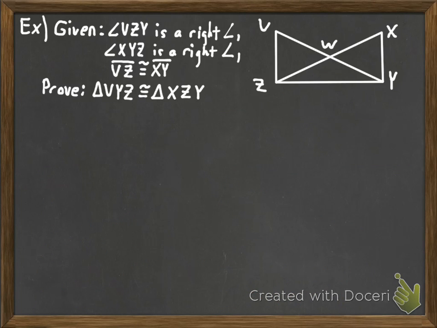Alright, you see that I'm giving you that there's a couple of right angles in this picture, and that I've got a pair of segments that are congruent to one another. See if you can use side angle side, because that's what you can use here, to prove that these two triangles, VYZ right there and XZY, are congruent to one another.